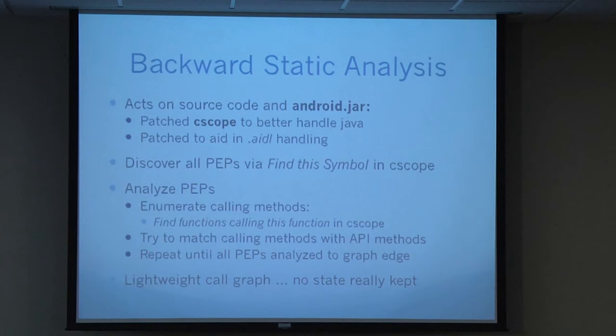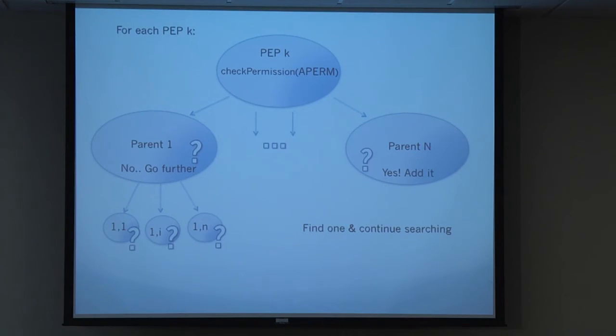If they are, great, add them to the map. If they're not, continue. Find out which methods are calling that method that isn't an API call. Are any of those API methods? Continue the process out to the graph's edge, based from the PEP start. And the thing is, it's a lightweight call graph. This is because all we're doing is querying an indexed source index, basically. And there's no graph with nodes and edges that is loaded into a file. So this is just a description of the process, this backward static reaching process.